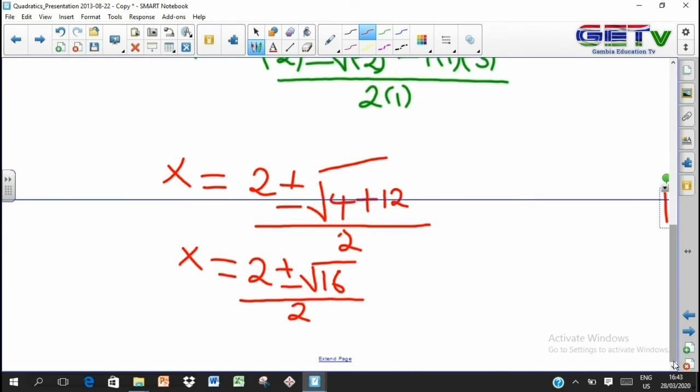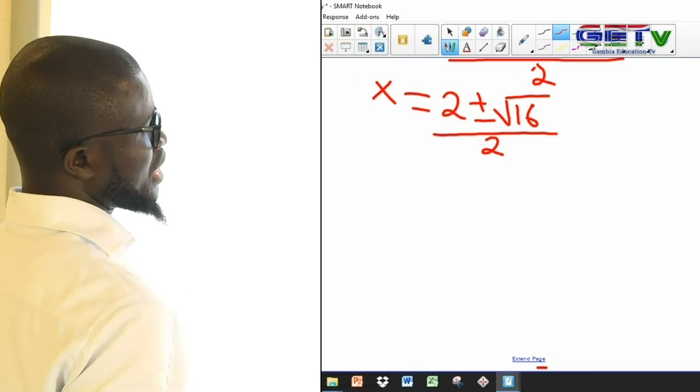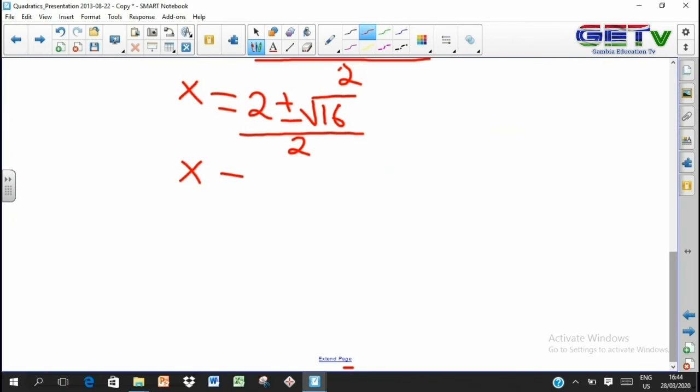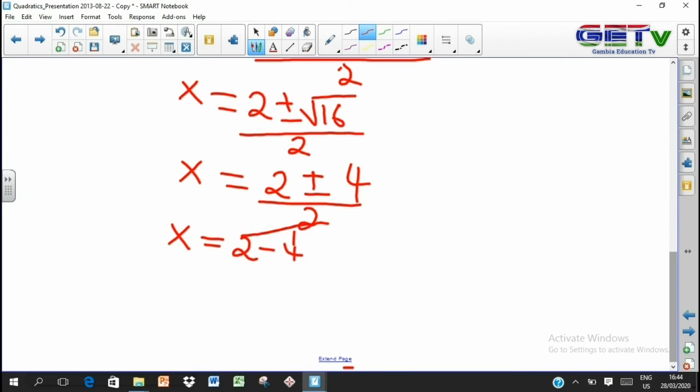Now, if you look at 16, it is a perfect square. And we are going to work it out together. Can we solve this together? What is the value of the square root of 16? x equals 2 plus or minus the square root of 16, which is 4, all over 2. So since we have two signs in the middle, that is plus and minus, we are going to solve them one after the other. x equals 2 minus 4 all over 2.